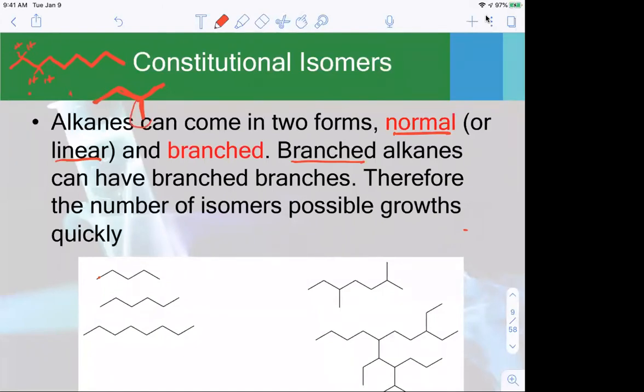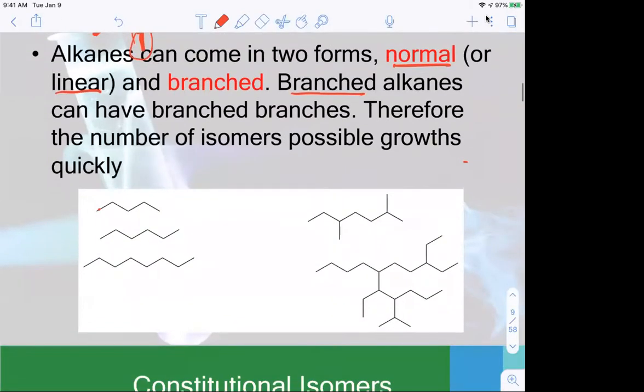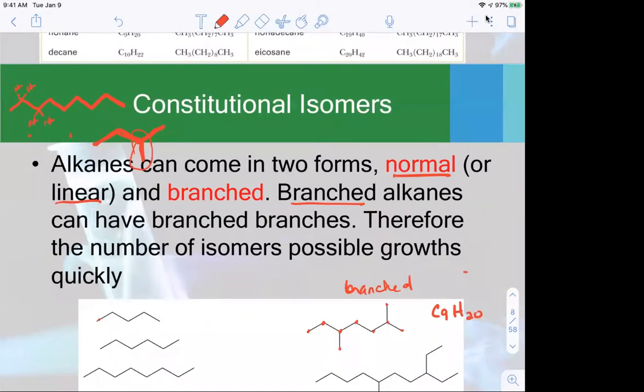So this carbon is going to be my branching point. So here I have linear, and here I have branched. Notice this one has 1, 2, 3, 4, 5, 6, 7, 8, 9. So this has 9 carbons, C9H20. This one has C9H20. This is an isomer of this, right?